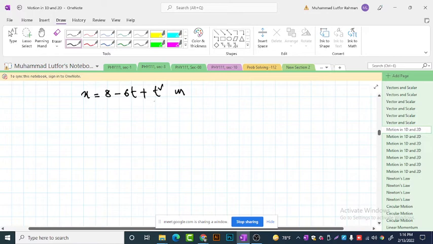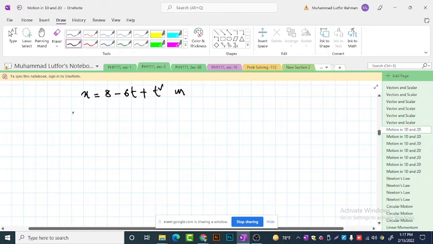At t equal to 0 second, you will find x would be 8. At t equal to 1 second, it is going to be 3, right? Because 1 minus 6 plus 8, so 9 minus 6 is going to be 3. So that means at different times it has different positions, it's changing its position.